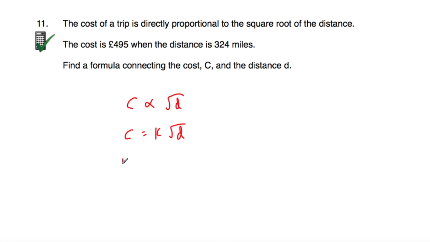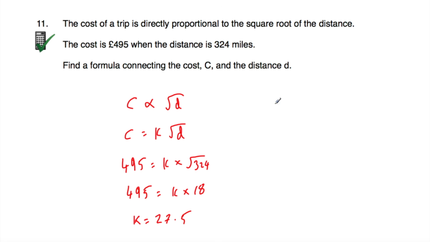So we've got some information here. The cost is £495. We've got that's equal to K multiplied by the square root of 324. Now this is a calculator question, so we can do the square root of 324 in our calculator, and that's equal to 18. So 495 is equal to K times 18. And then if we divide both sides of the equation by 18, we get that K is equal to 27.5.